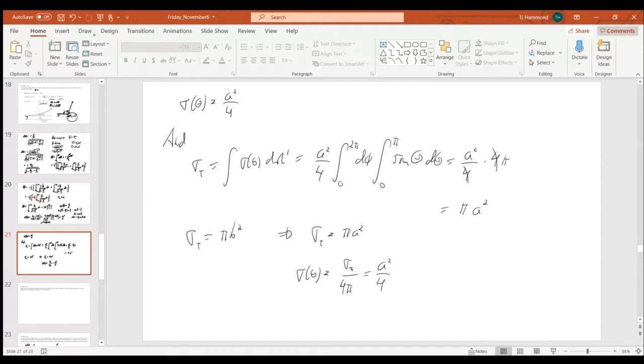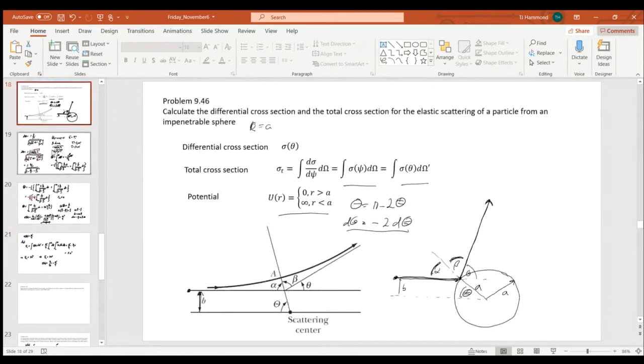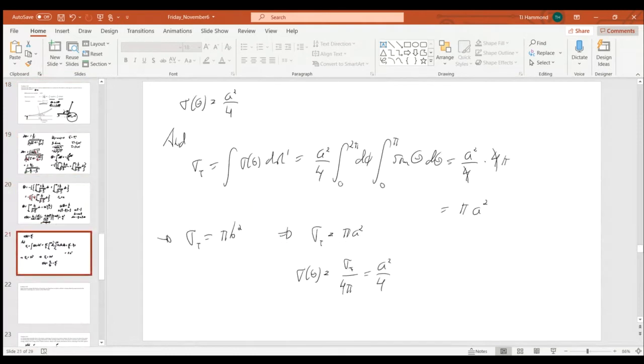So this is kind of the quick way to get to this answer by recognizing the simple geometry that we have, just a sphere. But these 3 pages of math here is the full way to do it for any potential that you might be interested in.